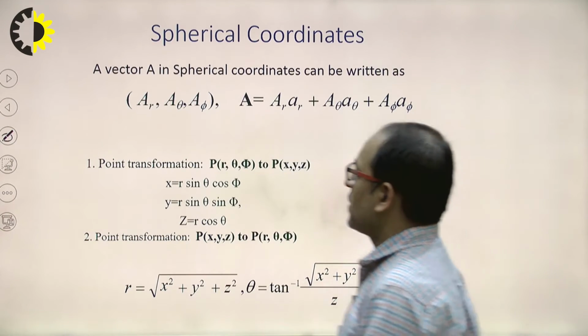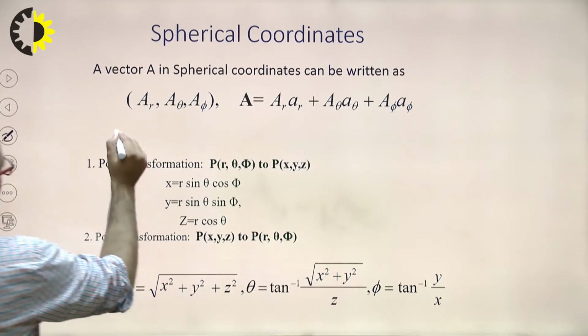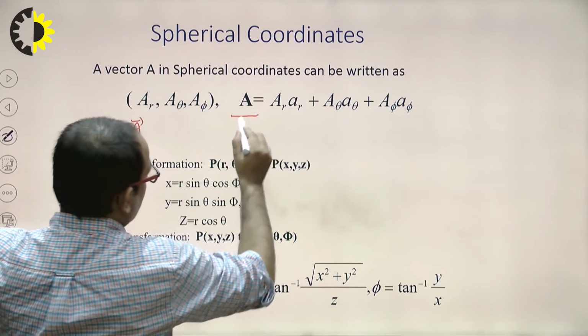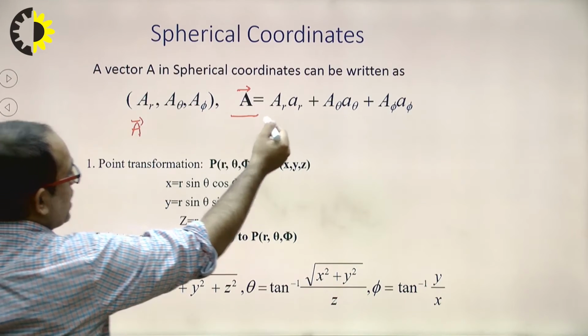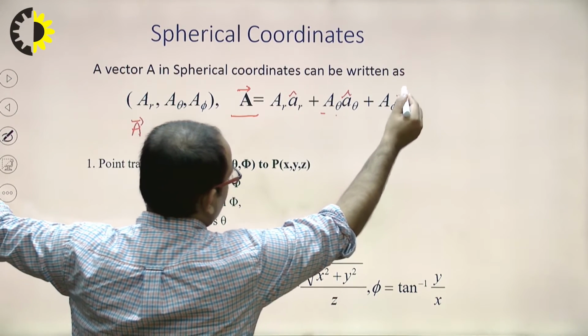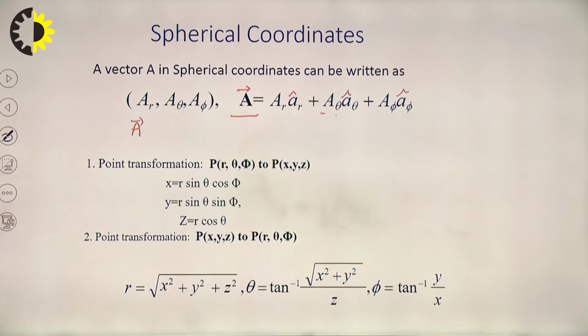Now if I have to represent a vector A in the spherical coordinate system, then this vector A is represented as A_r a cap r plus A theta a cap theta plus A phi a cap phi.